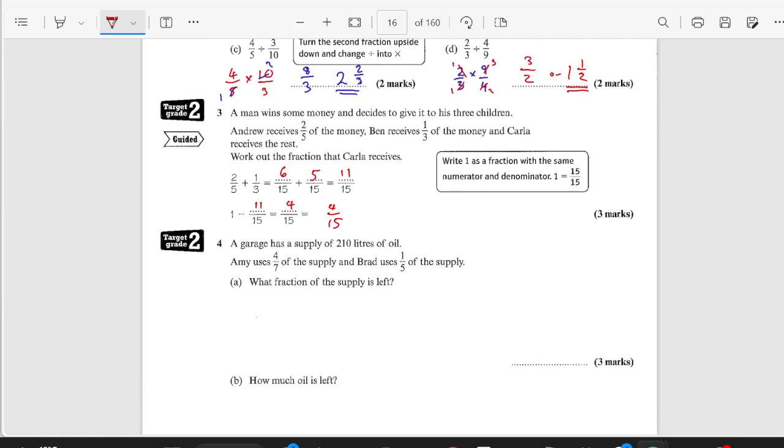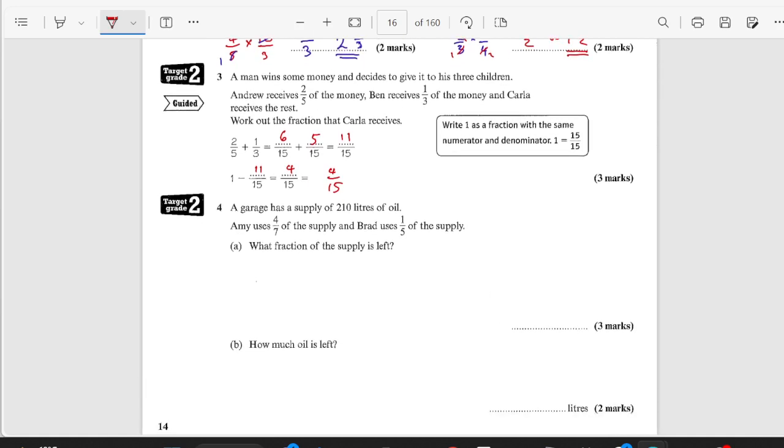And then question 4, a garage has a supply of 210 litres of oil. Amy uses 4/7 of the supply and Brad uses 1/5 of the supply. What fraction of the supply is left? So a bit like the earlier question, we're going to have to start by trying to add these two fractions together.